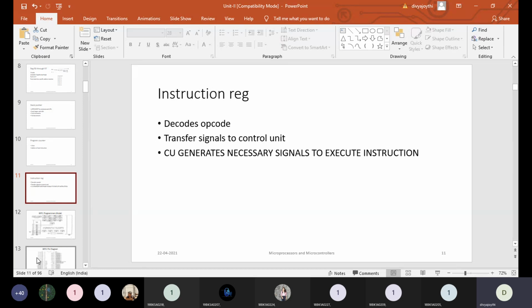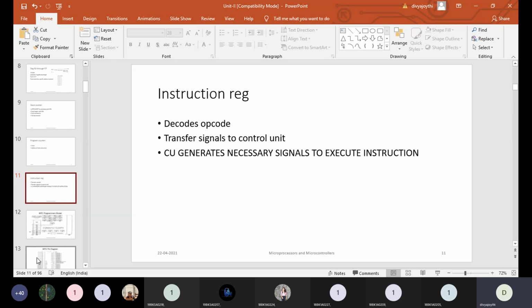So here the instruction register is going to decode the opcode. Decoding means we write the program in mnemonics, and all those mnemonics will be decoded into binary language, that is nothing but machine language. That is done by the instruction register in the 8051 microcontroller. And once it converts the mnemonics into machine language, it is going to transfer some command signals to the control unit.